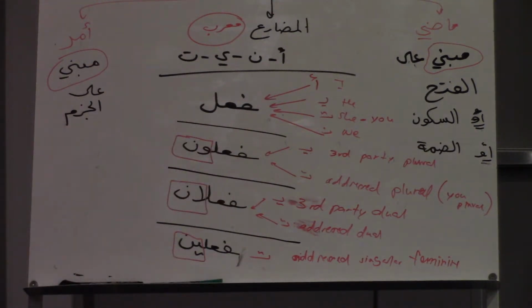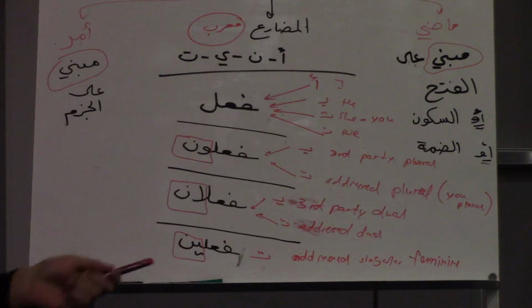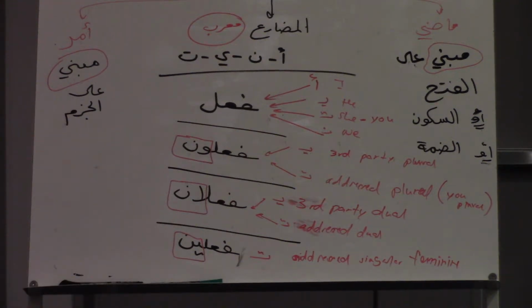Yaf'alan, third party dual, talking about two. Taf'alan, address dual. Taf'alin, address female, singular female. Right? So if you're talking about a singular female, you will say taf'al, because you're talking about her. But if you're talking to her, you'll say taf'alin. That make sense?